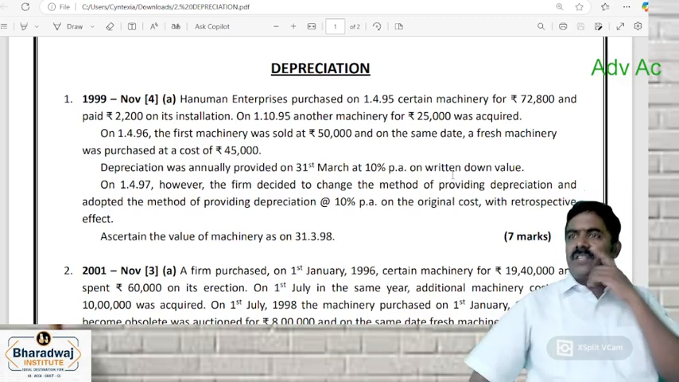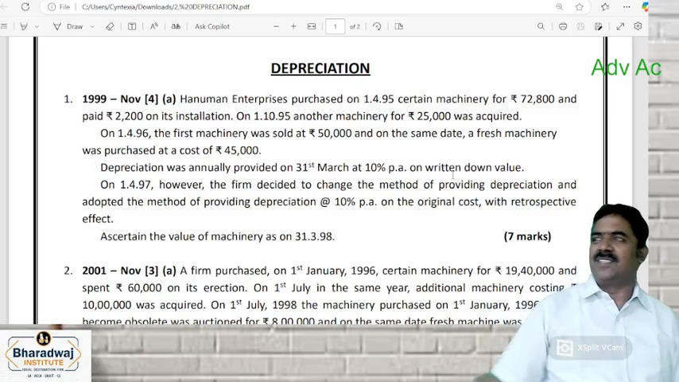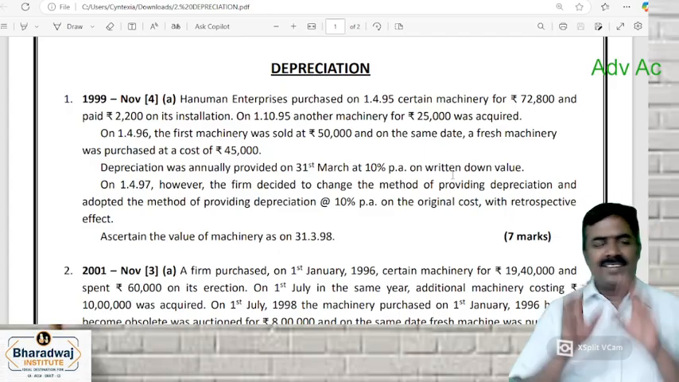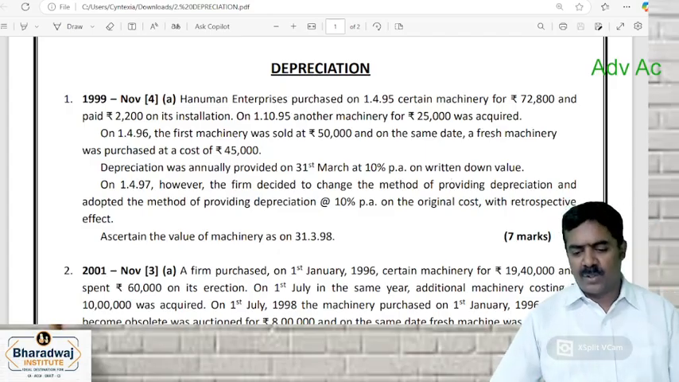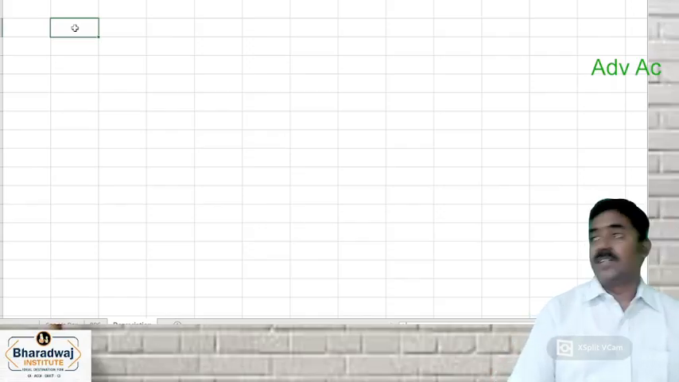Shall we begin with depreciation? I do not want to go into theory aspects of why depreciation, what is depreciation, SLM, WDV and all. Just the most important aspects where sometimes you may go wrong in the exam. Okay, there are two methods of charging depreciation.